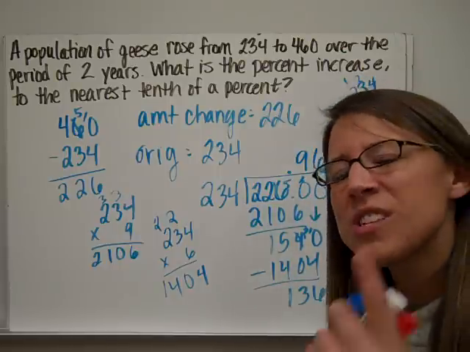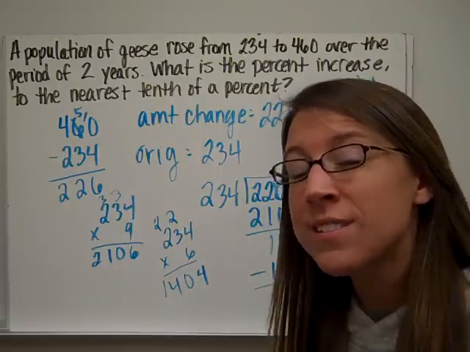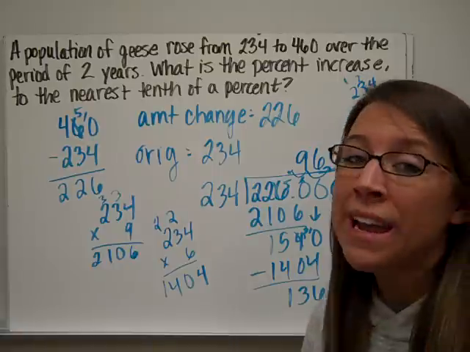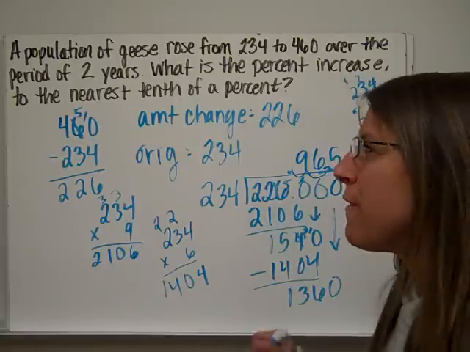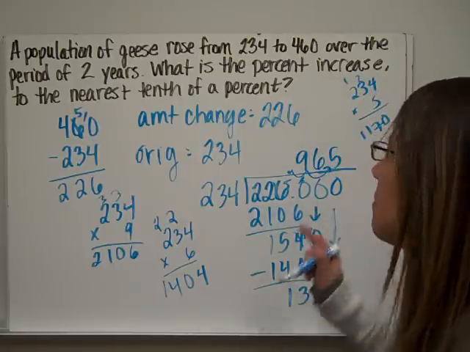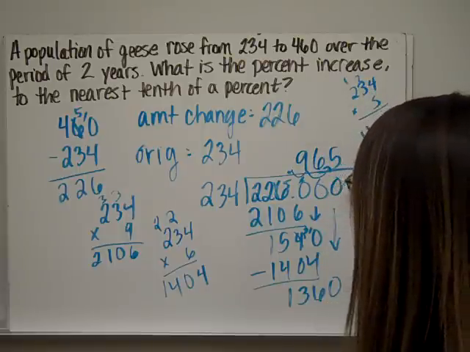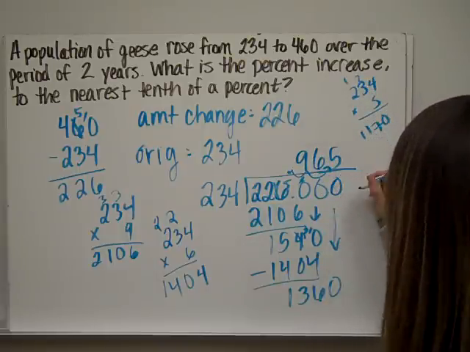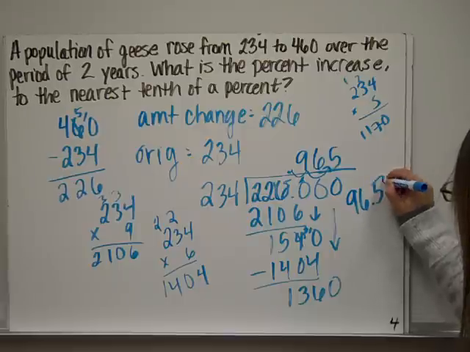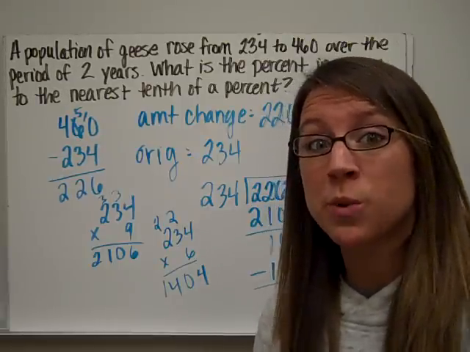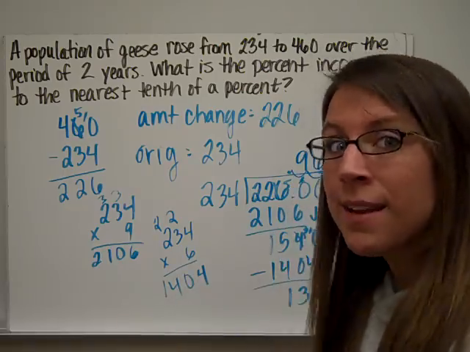So when I change this decimal value to its percent equivalent, I multiply by 100, which moves my decimal twice to the right. When I do that, 96.5% is going to be our answer. Okay? 96.5%. And it's a 96.5% increase. Remember I said it was going to be close to 100%? Totally makes sense, right? Okay.